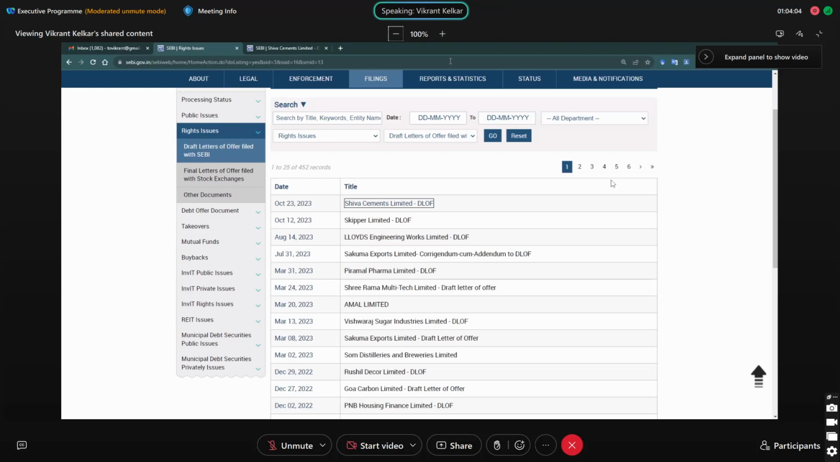The letter of offer is the term used for the rights issue. Technically, those who are existing holders of the company are already aware of the name of the company, the promoters, past performance and risks involved. All these things are already known to such persons who are going to subscribe for the rights issue.